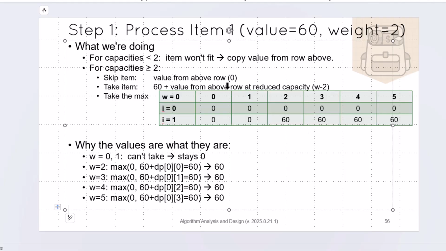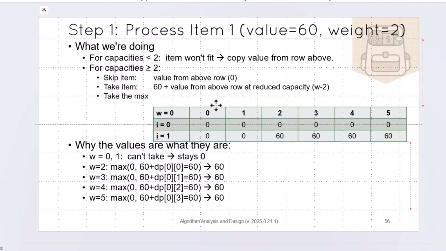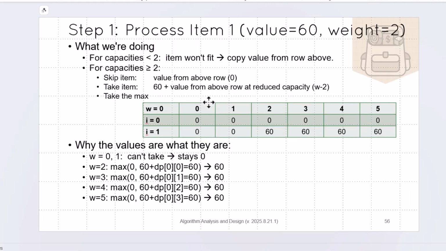So the table's right here. We have a little bit more room now. This is our initialized row. But what do we do for considering this first item, item 1? If we assume our knapsack has 0 capacity, we can't take it. If it has 1 capacity, we can't take it. If it has 2, 3, 4, or 5 capacity, then this thing with weight 2, we can take it. And that improves it because we had 0 before, and now we have 60.